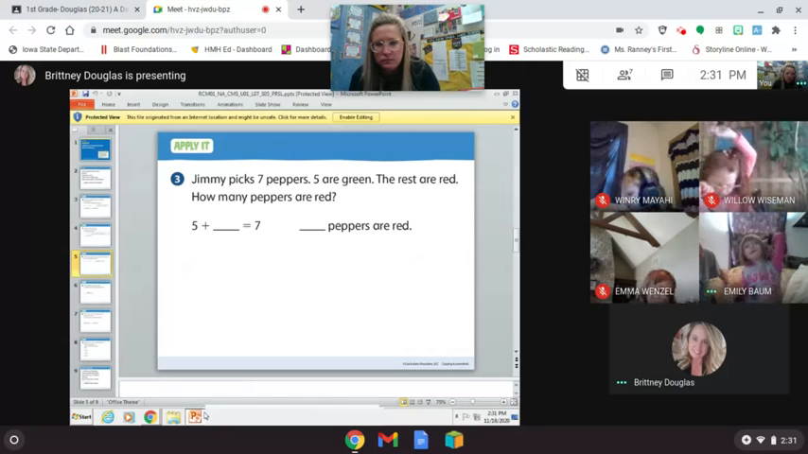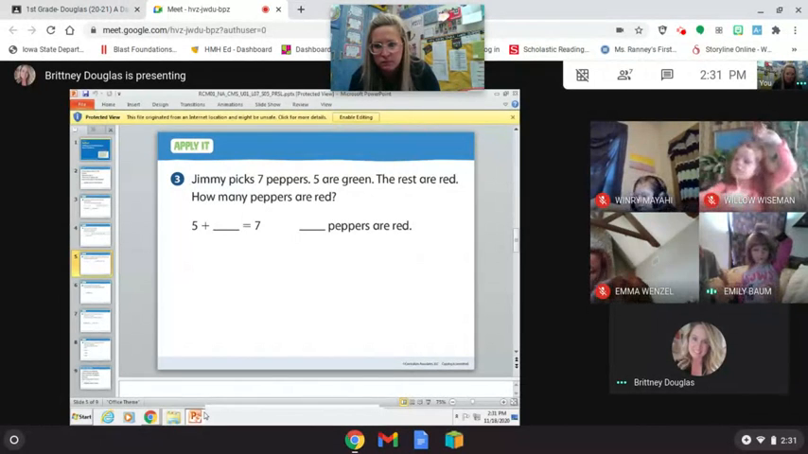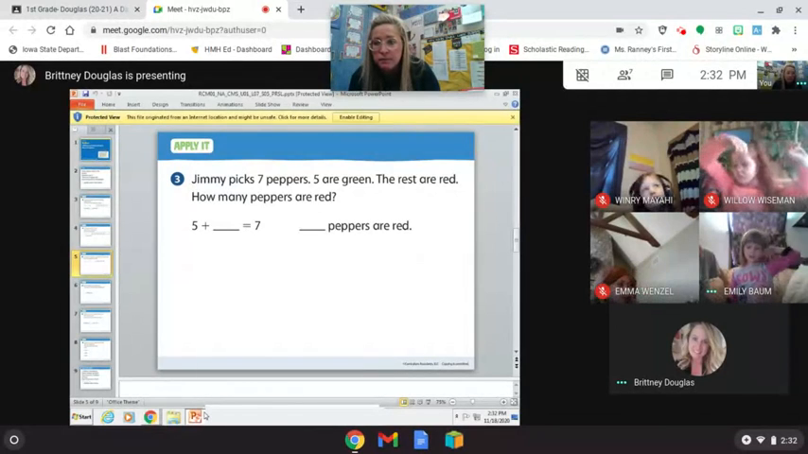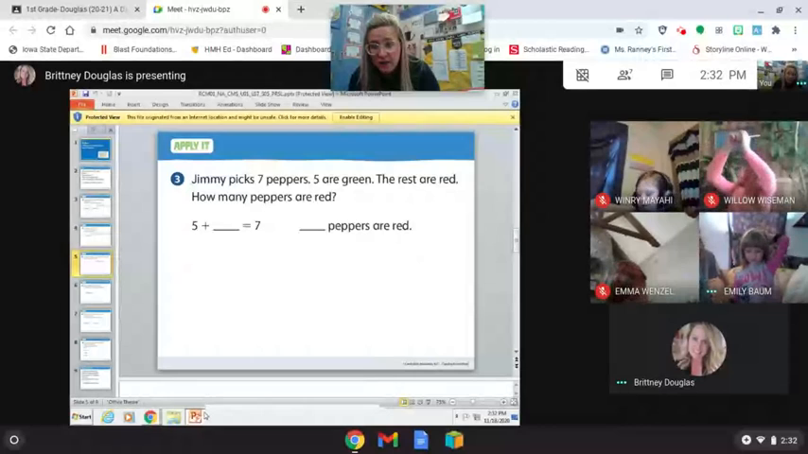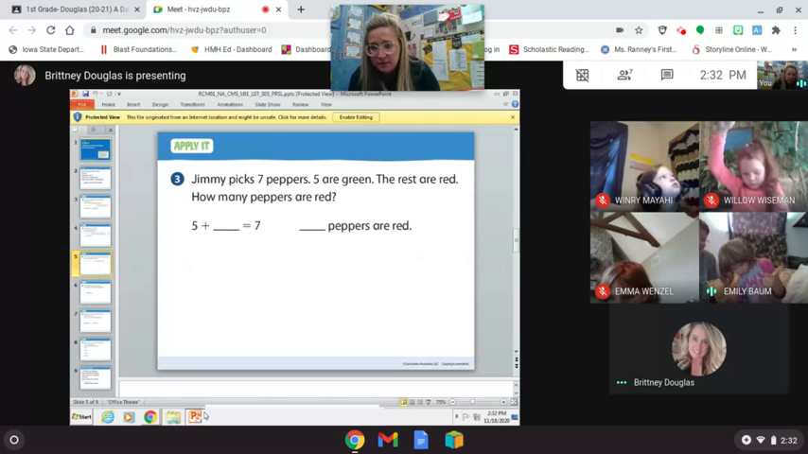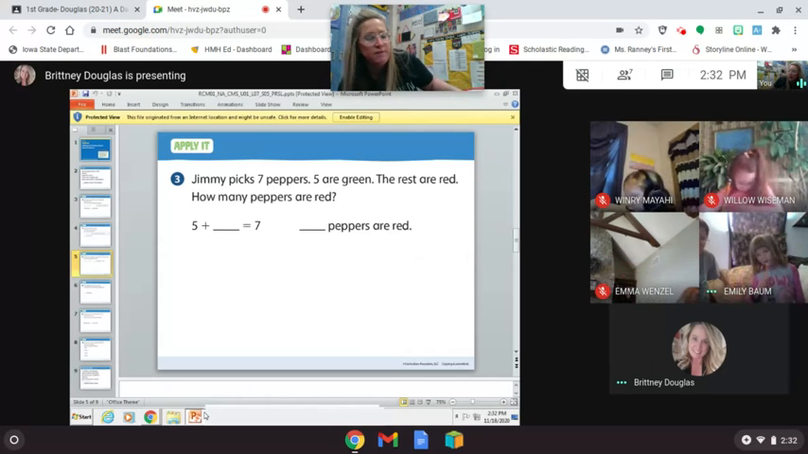I think to find this, it's a count on your fingers. So start at what number? 7. Nope. We're going to start at 5. And you're going to see how many does it take to get to 7. Can you do it? 5, 6, 7. How many fingers is that? 2. So 2 is the missing part. 5 plus 2 equals 7. 2 peppers are red, 5 are green.